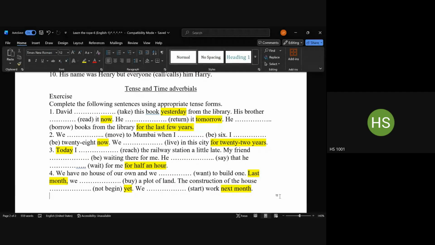And another point is that in the English language and in all other languages, we are not entirely dependent on the verb inflections to show time. We also have these time adverbials like yesterday, today, now, tomorrow, for the last few years, a few years ago, for 22 years, for half an hour, yet. All of these act as time adverbials to indicate time. We can show future time, past time, present perfect timing, continuous timing. All of it is possible using these time adverbials also. So that is one point that you need to take away from this.